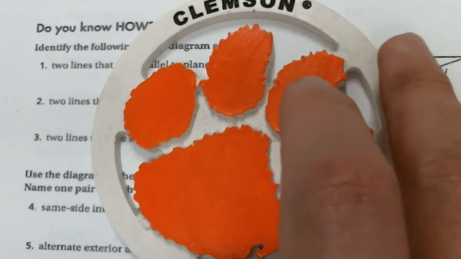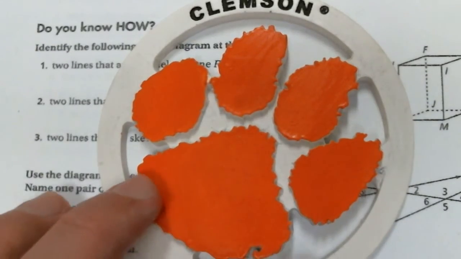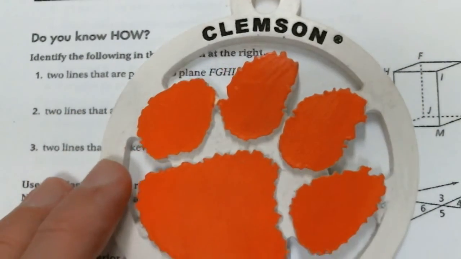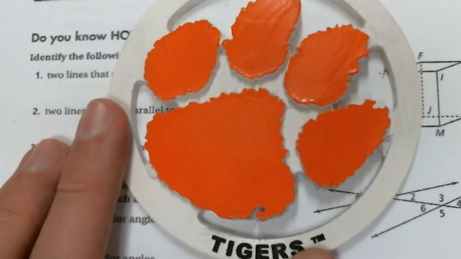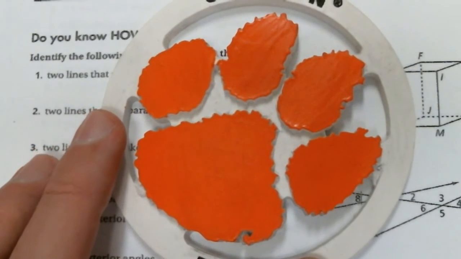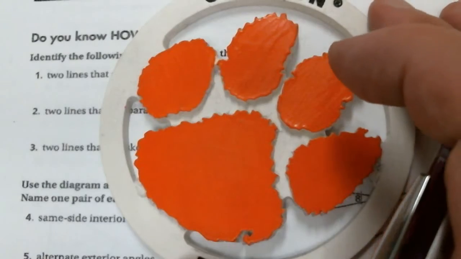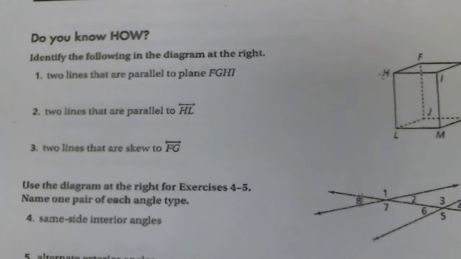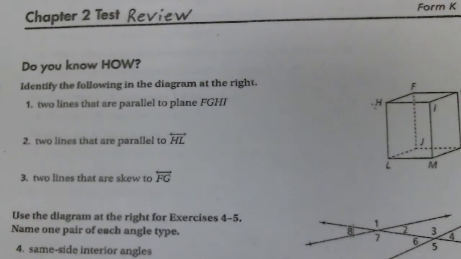So let me start off here with my tradition, just a little something here to let you guys take a look at. It's a beautiful little ceramic symbol here. It's like a Clemson tiger paw for the University of Clemson. Yes. All right, so let's jump right into our test review.